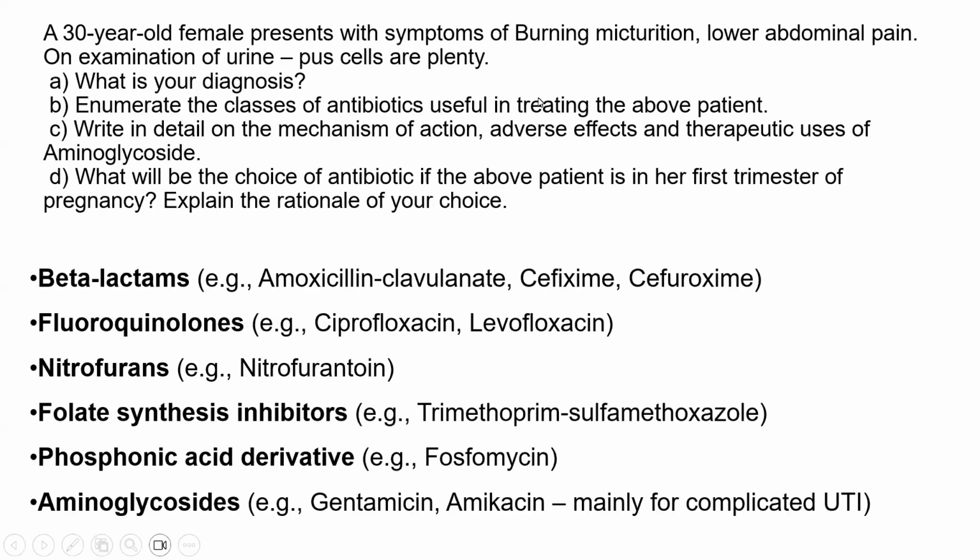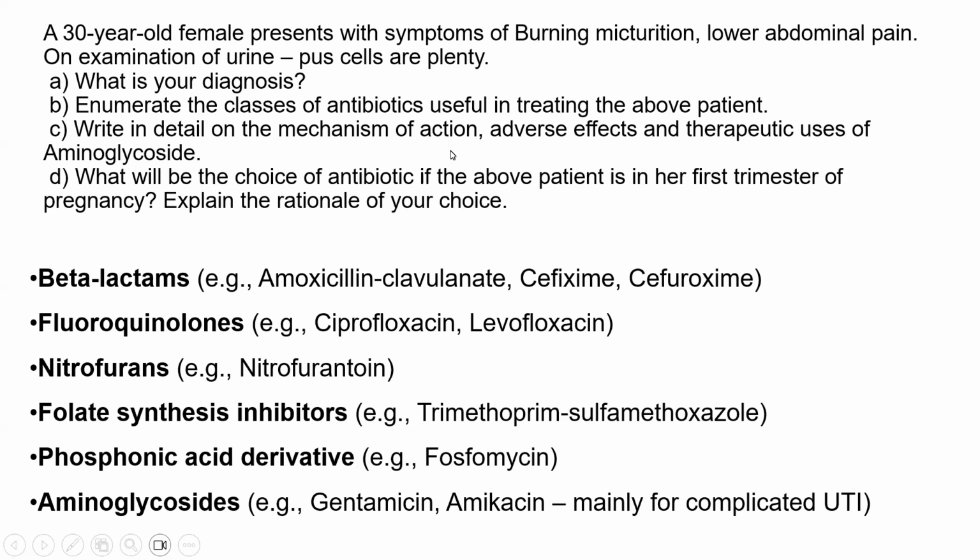This is the question asked previously, the same UTI patient, and they have asked what is the diagnosis and enumerate the classes of antibiotics. In the previous question for penicillin that I shared, a university question, they asked only the drugs used in pregnancy in UTI. Here they have asked to enumerate the classes of antibiotics useful in treating the above patient, and write in detail about aminoglycosides. And again they have asked UTI in pregnancy.